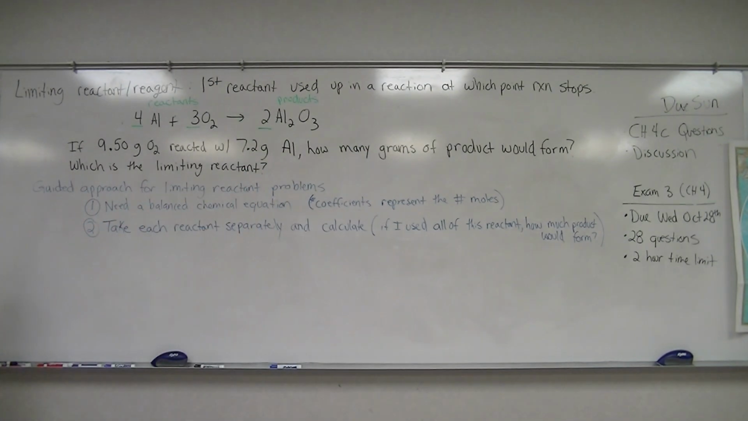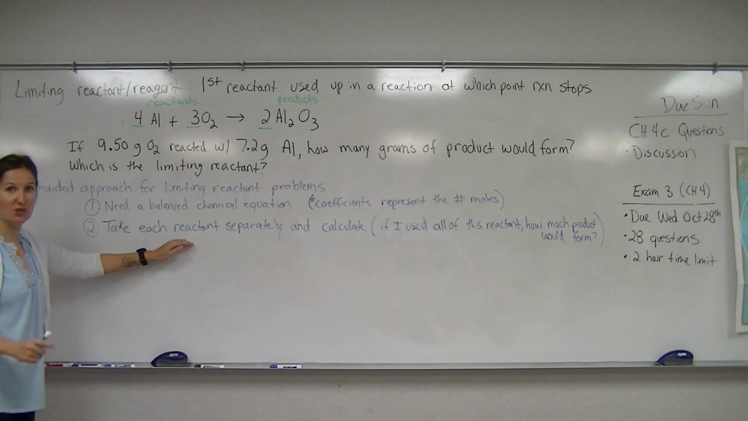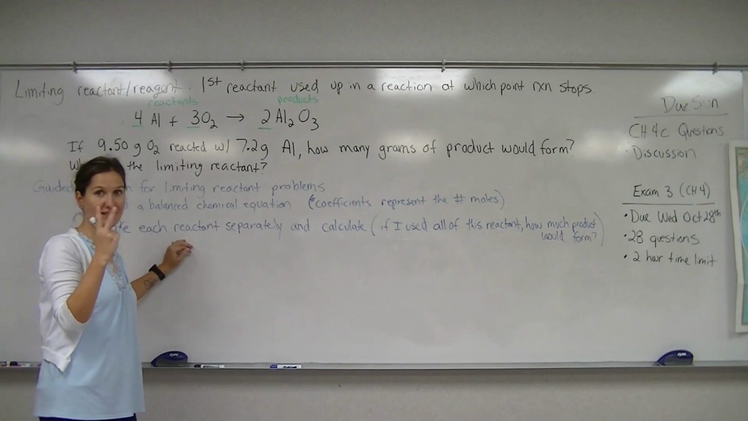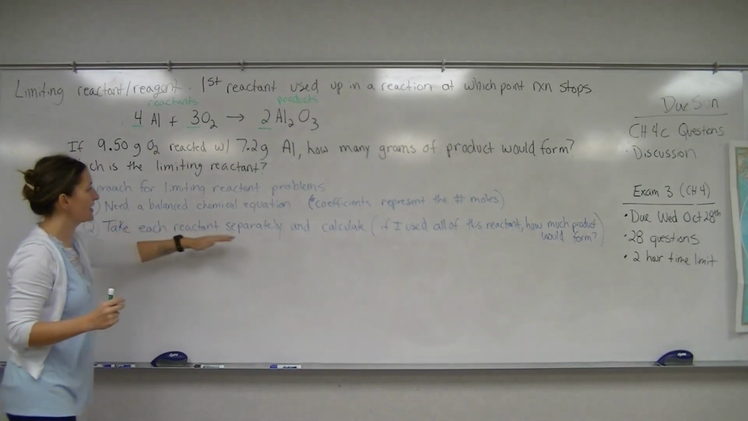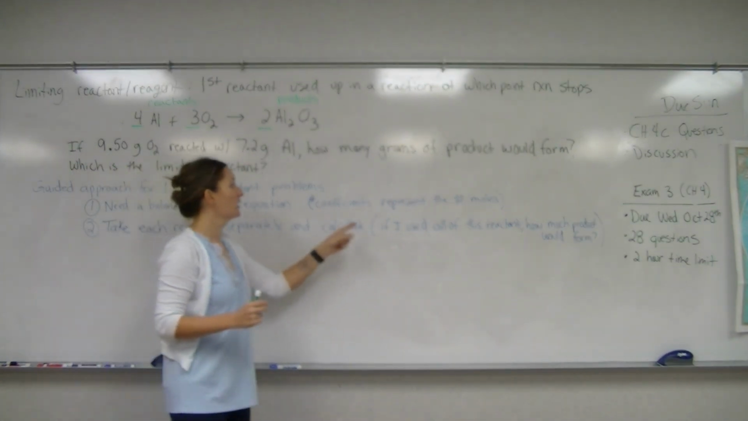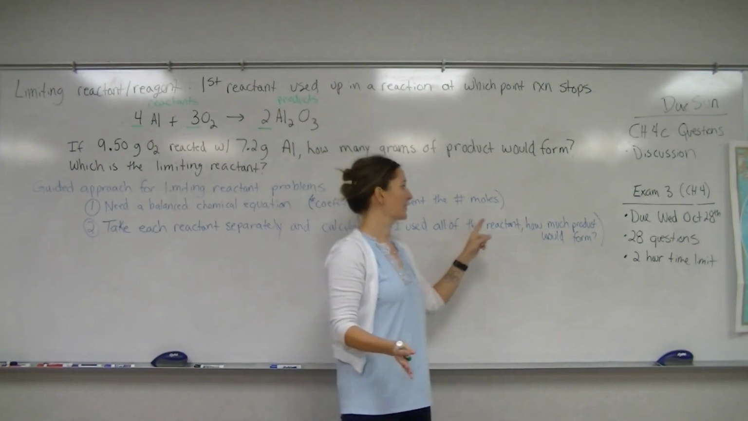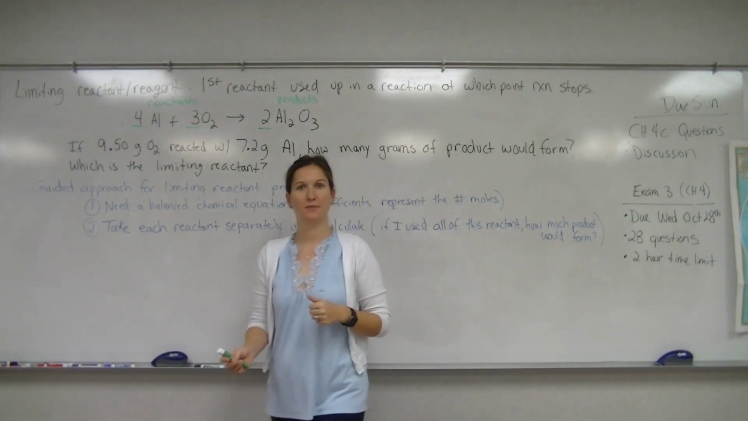Next, once you have that balanced chemical equation, you're going to take each reactant separately. So it's going to be two different calculation setups. Take each reactant separately and calculate. Ask yourself this question: if I used all of this reactant, how much product would form?